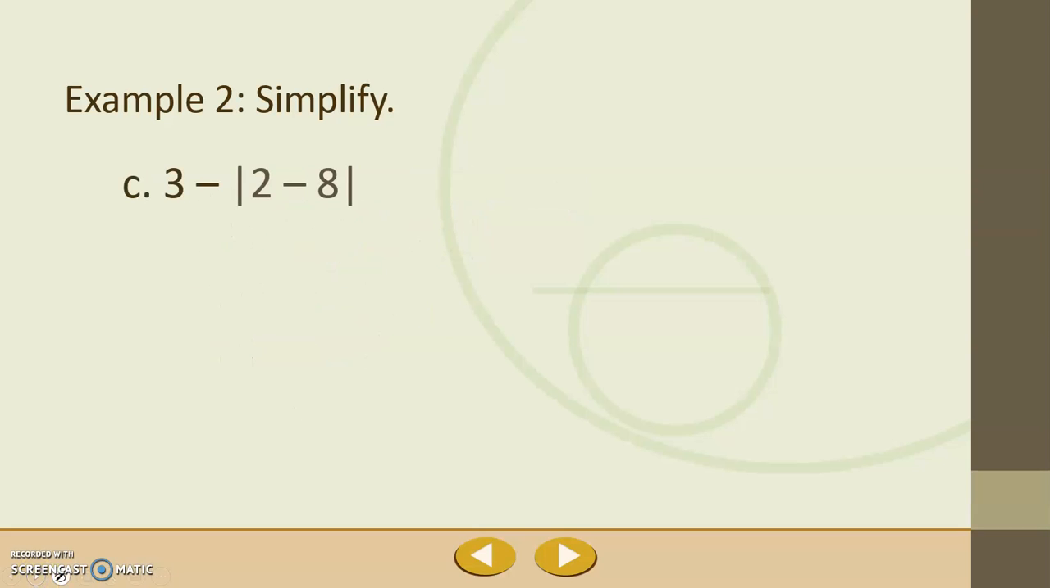Here's one. Why don't you pause the video, see if you can do that on your own. We've got our grouping symbols first. So 2 minus 8 is negative 6, but we've got an absolute value bar there. So this just becomes positive 6. Our minus sign stays the same. We don't mess with that, and that leaves us with 3 minus 6, which is negative 3. Check your work, see if you did it right.